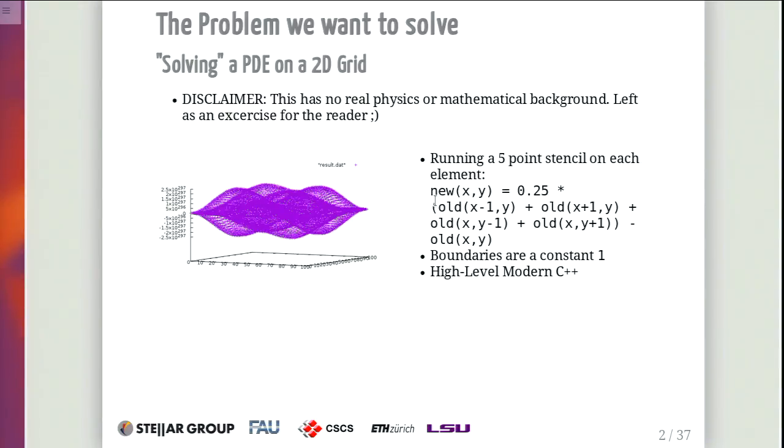The boundaries of the PDE are a constant 1, and we want to use high-level modern C++ and want to avoid loops as much as possible and use algorithms instead. Okay? So the first slides will be on how we would model this to actually be usable and have some nice high-level abstractions to work with the grid and to iterate over and to apply the stencil.